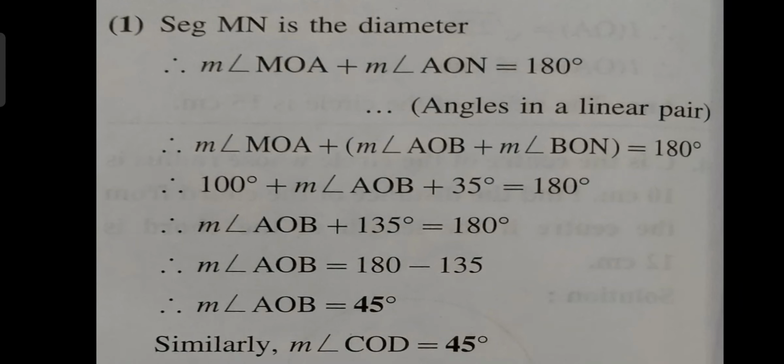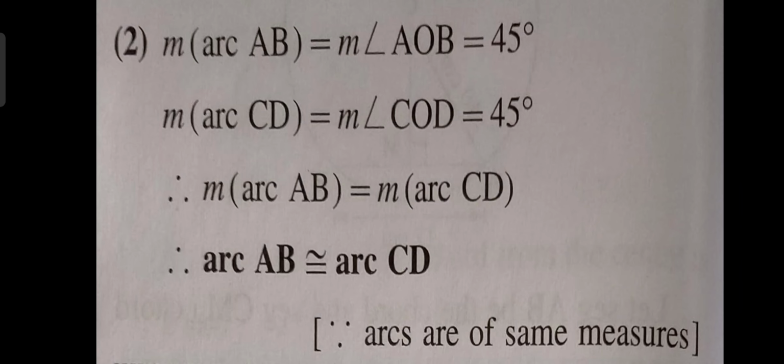Similarly for measure angle COD, it is also the same. In COD, it is measure angle AOD plus measure angle DON. DON is again divided into two parts, that is measure angle COD plus CON. CON we know the value, that is 35 degrees. Okay, so thus we have found that measure angle COD is also 45 degrees.